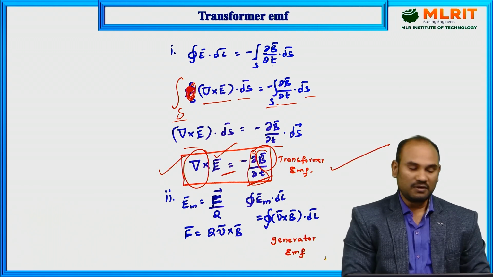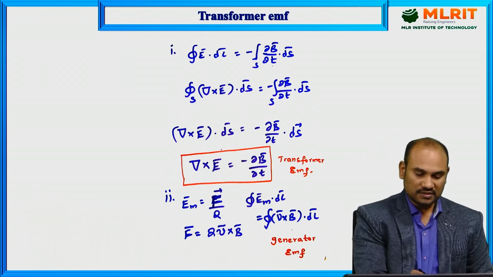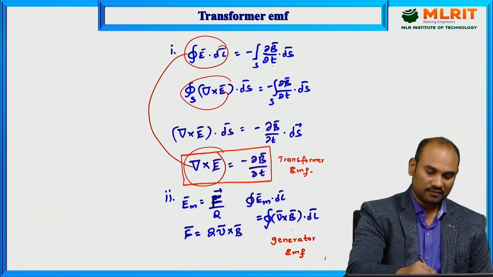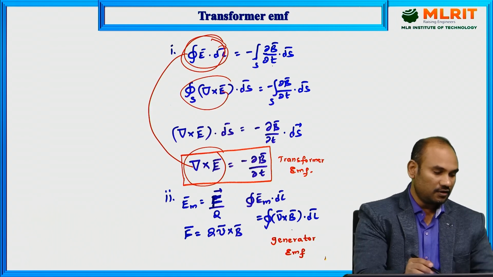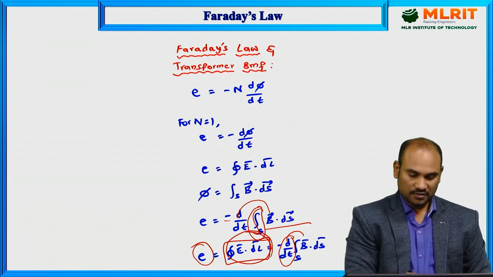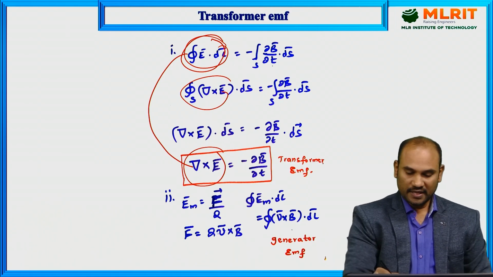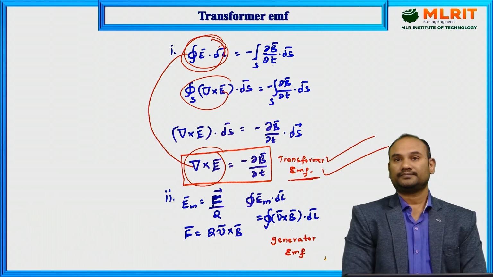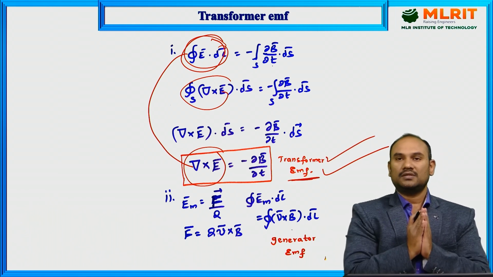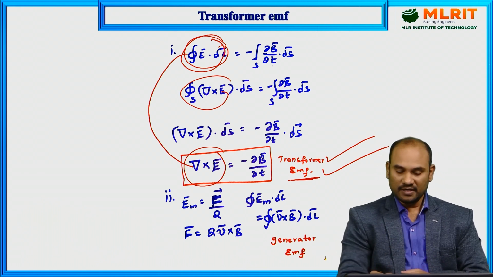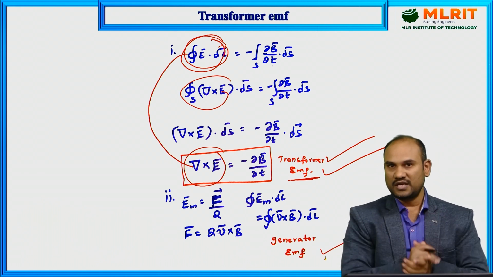Why am I saying EMF? Because what is the left hand side equal to? E dot dl. We started from here. This E dot dl is nothing but EMF. So essentially we have written an expression for EMF. That's why I am saying EMF. But why transformer EMF? See, there are two types: transformer EMF and generator EMF. Out of curiosity, I have written generator EMF also here to understand.